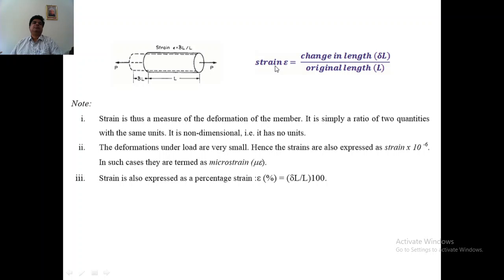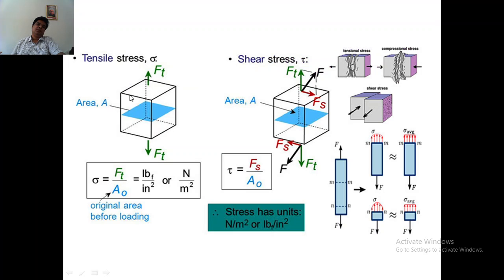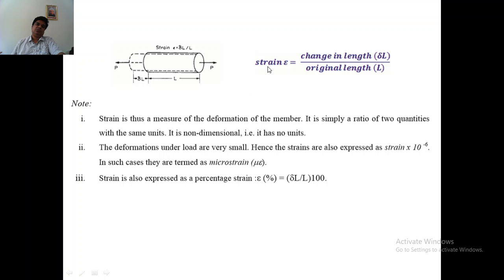So coming to strain, we understood stress. Stress is related to the load acting on the material over the cross-sectional area. Then what is strain? Strain is related to the deformation or change in shape and size of the material. So stress is related to the force acting on the material over the area, whereas strain is related to the change in shape of the material when you apply the load.